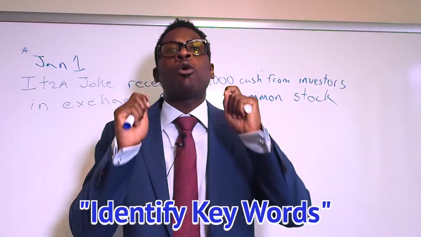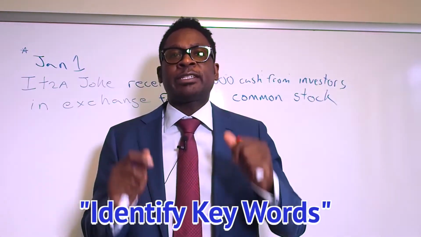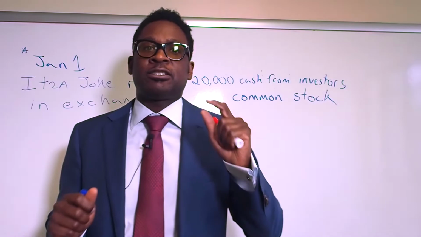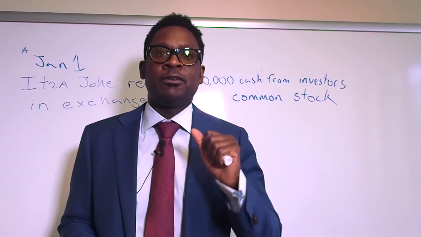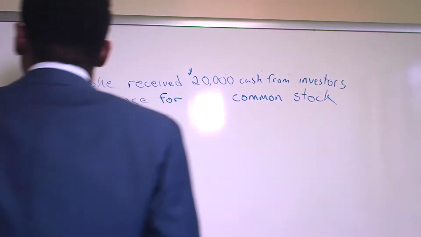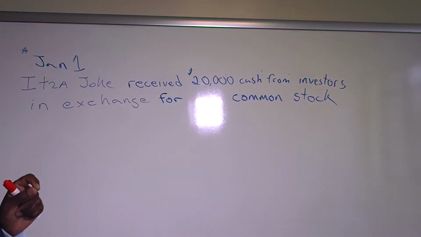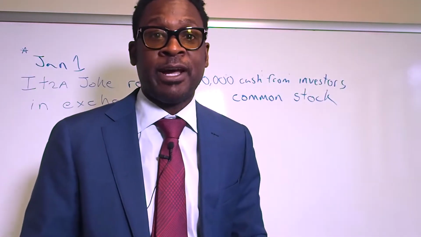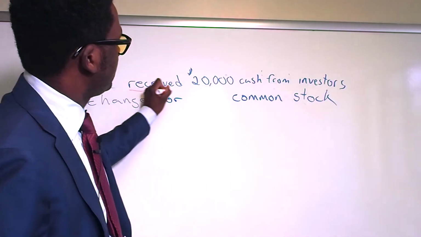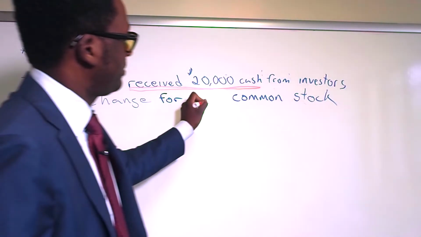The keywords game will always, most of the time, get you to the right accounts that are affected within the following transactions. And so without any further ado, let's look at the very first transaction that we have for this particular company. So January 1st, it says It's a Joke received $20,000 cash from investors in exchange for common stock. And so what we want to do, gang, is we want to first identify the keywords. Always identify the keywords in the transaction. Received cash, definitely big keywords, and common stock.